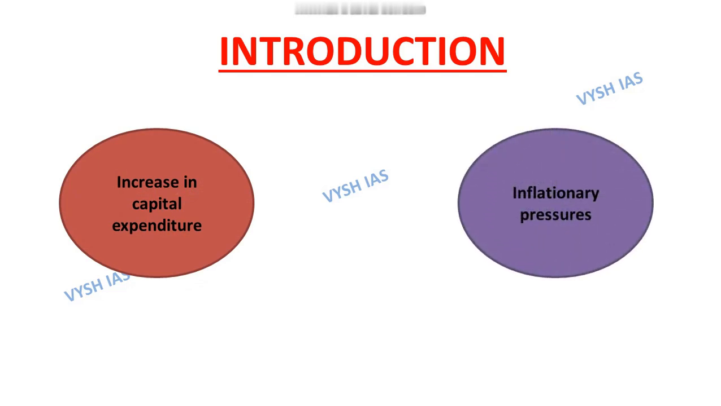Next is regarding inflationary pressures. Against the backdrop of inflationary pressures, the government of India adopted a calibrated fiscal response to the pandemic and planned to withdraw the fiscal stimulus gradually. So here we complete the introductory part of this chapter.